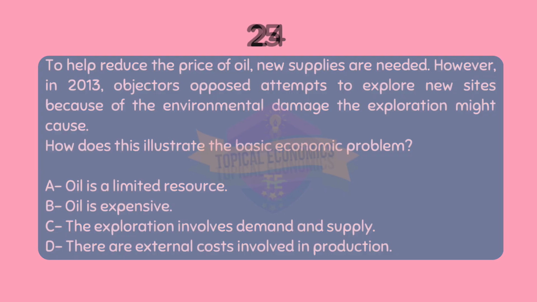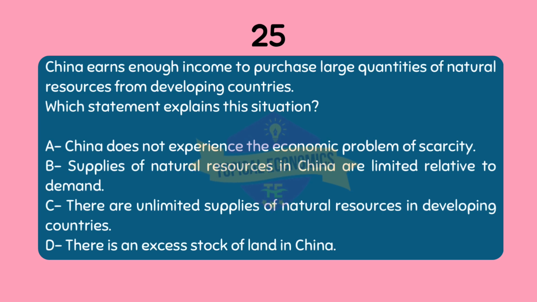Moving to the last question. China earns enough income to purchase large quantities of natural resources from developing countries. Which statement explains this situation? A. China does not experience the economic problem of scarcity. B. Supplies of natural resources in China are limited relative to demand. C. There are unlimited supplies of natural resources in developing countries. D. There is an excess stock of land in China. This question is from year 2015, February-March version 2 paper.